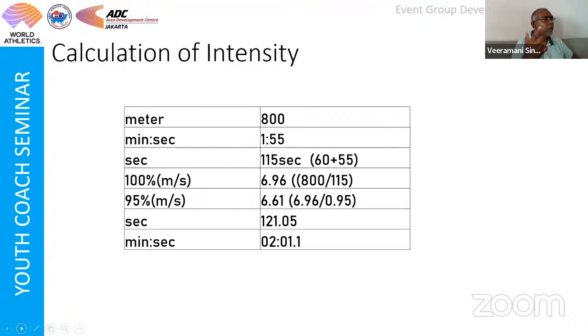I get 6.61. So I'll bring it back again. So I'll take 800 divided by 6.61. I'll get 121, which is basically 2 minutes, 1 second. So if I want to prepare for a workout at 800, 95%, then I know that I need to run it in 2 minutes, 1. So this is how the calculation is for intensity. Just to make sure you have a clear know-how to go about doing this.